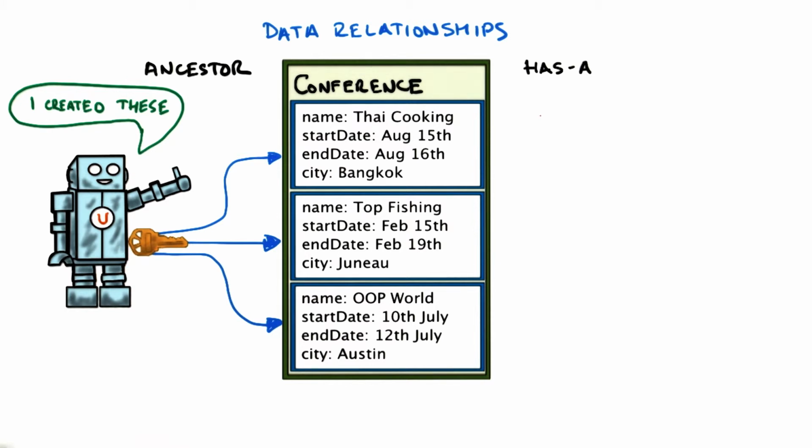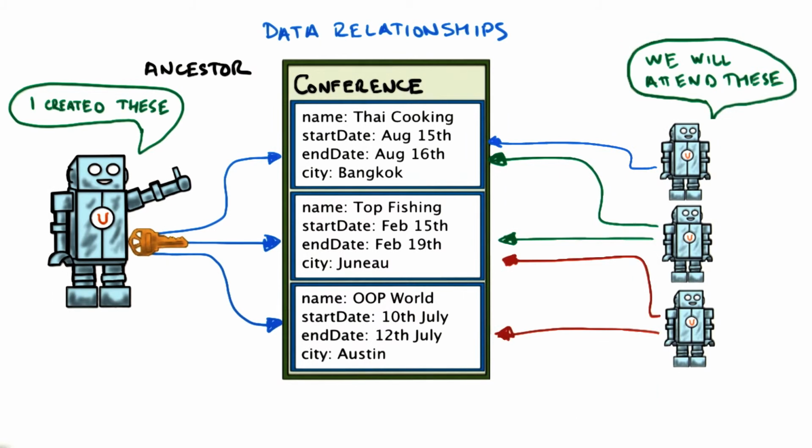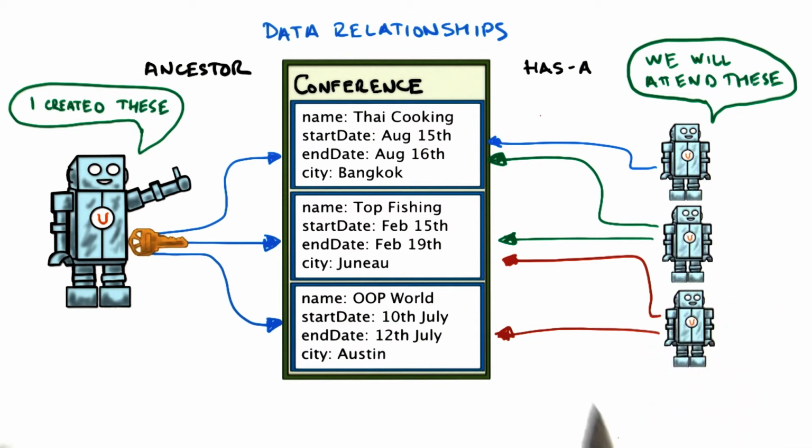The other relationship we will be using is the assay relationship. We will be using this relationship to model conferences which users are attending. To do this, we will add a property to the profile entity which specifies the attended conferences. So each profile will have a property that contains the conferences that they are attending.